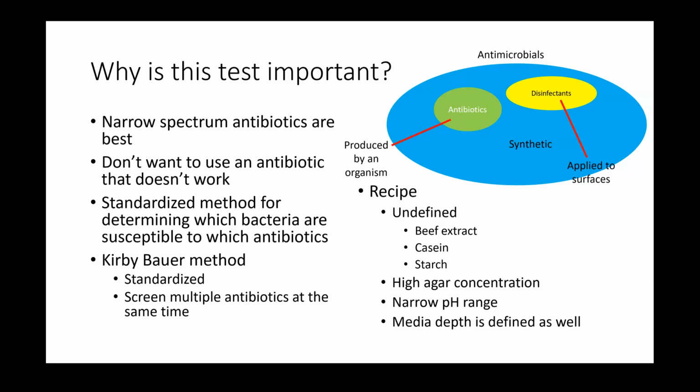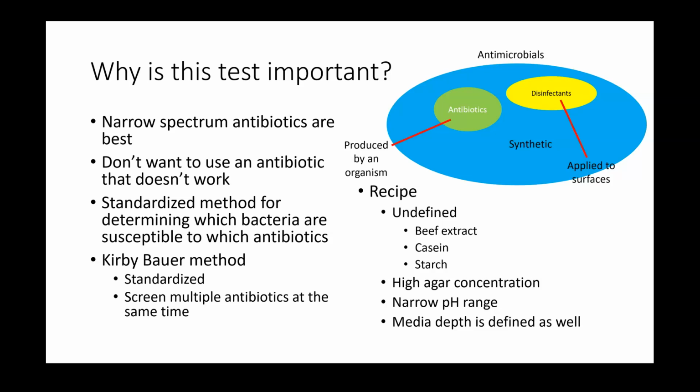Okay, so even though it's an undefined agar, I wanted to point out a couple of interesting things about preparing this media, and that is that it has a very high agar concentration. Usually it's like 5 grams of agar per liter of water, and for Mueller-Hinton I think it's 15. It's roughly triple the amount you would normally put in there. I'll talk about why that is in just a second.